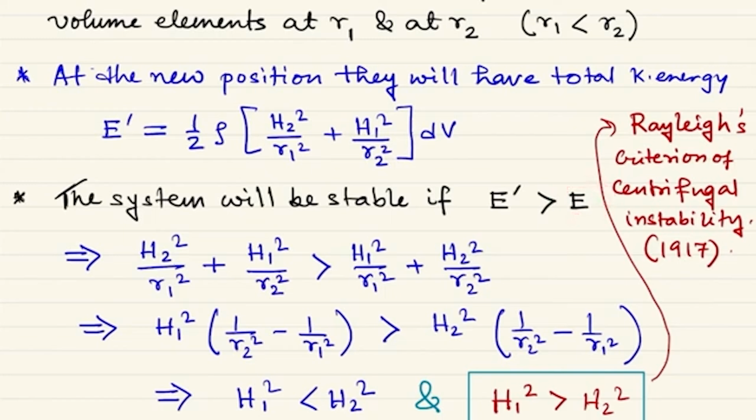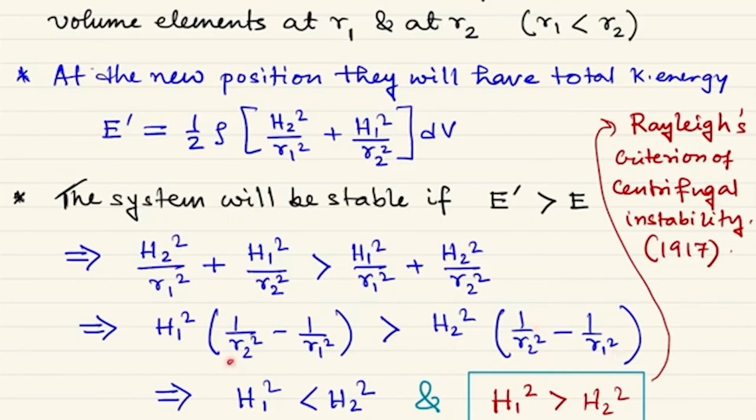If it is true, then this is simply equivalent to writing h2 square by r1 square plus h1 square by r2 square is greater than h1 square by r1 square plus h2 square by r2 square. Then I take all the terms with h1 square on one side and all the terms with h2 square on the other side, and we have h1 square times (1 by r2 square minus 1 by r1 square) is greater than h2 square times (1 by r2 square minus 1 by r1 square).